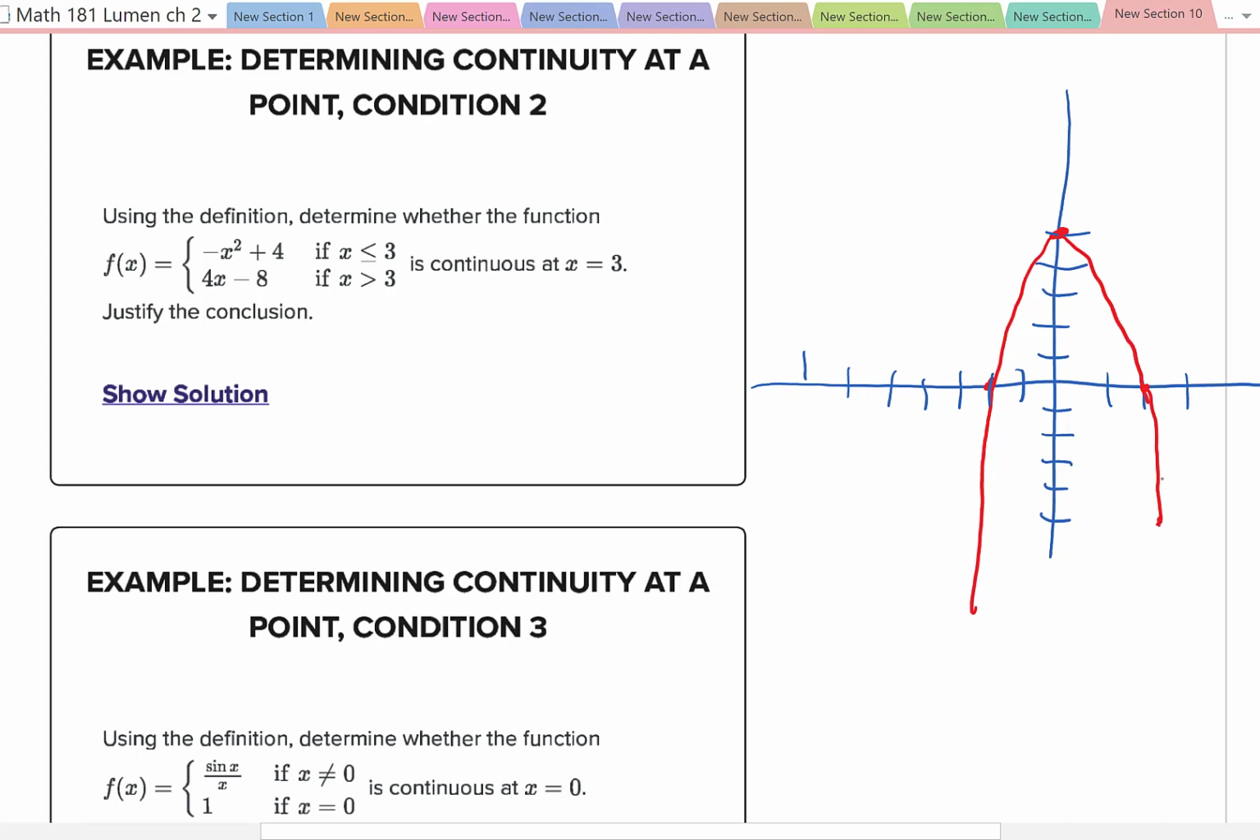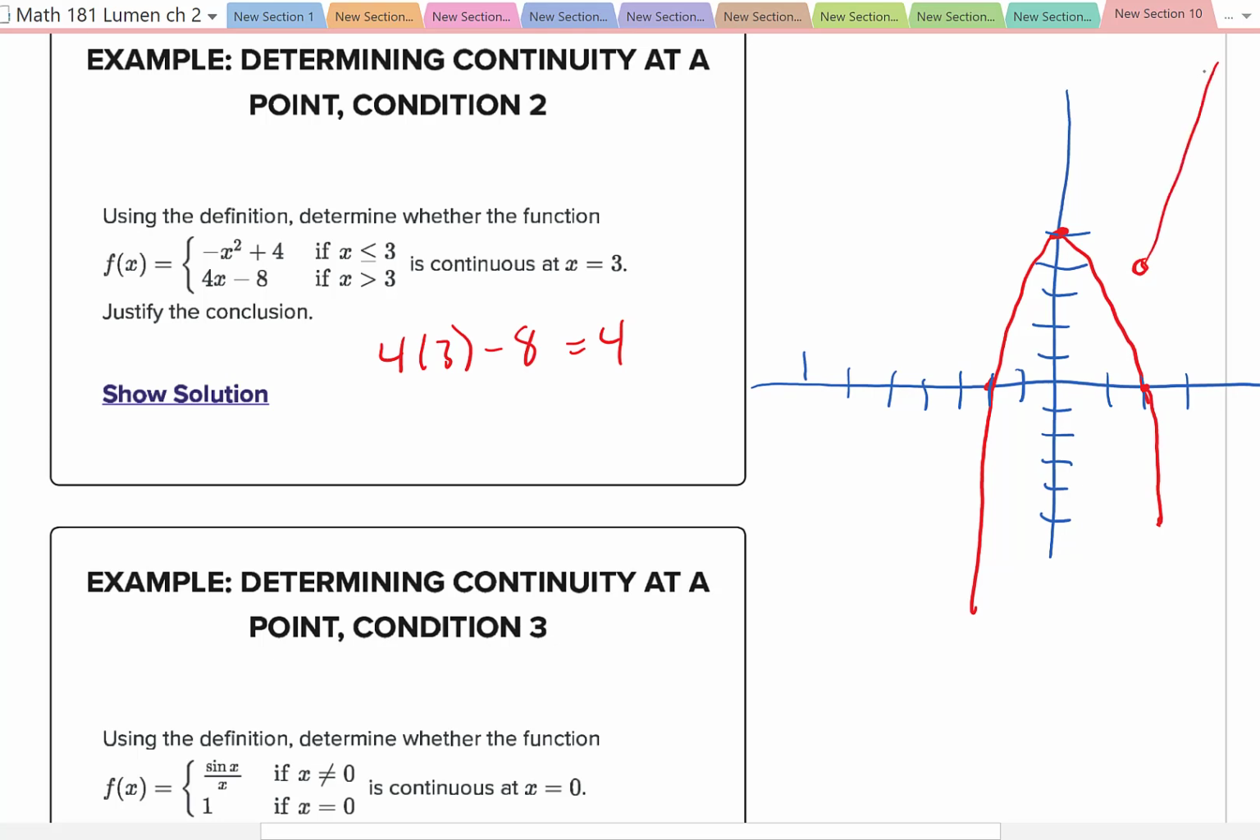Let's see, 4 times 3 minus 8. 4 times 3 is 12. 12 minus 8 is 4, isn't it? So at 3, it's going to then jump up to the 4 mark, but it's an open circle there because for that one it's not defined. And then it has a slope of 4, so it's just going to be going up like that.